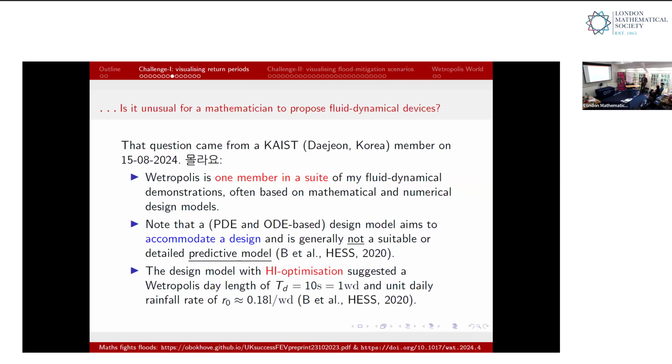So the design model with HI optimization suggested a Wetropolis day length of 10 seconds, so that's the one Wetropolis day, and a rainfall rate of 0.18 liters per Wetropolis day. Once I saw that, you Google and see which pumps can do that. Well, just aquarium pumps, which you can buy around the corner, right? So I knew I was in business. I could deal with it without having any fancy stuff. HI optimization is just human intelligence, right? That was me in this case.